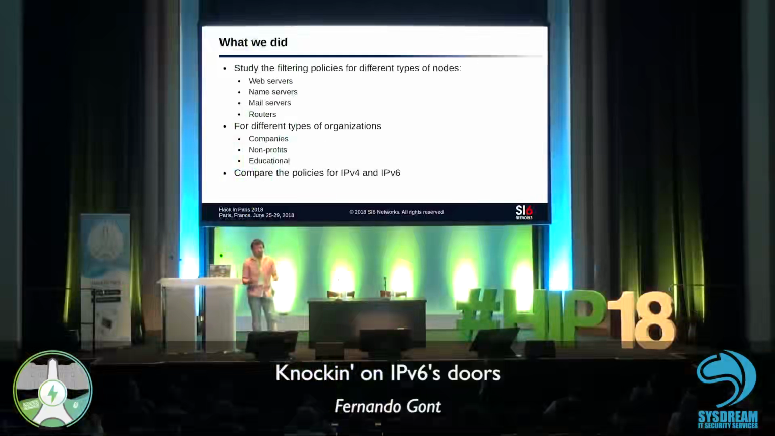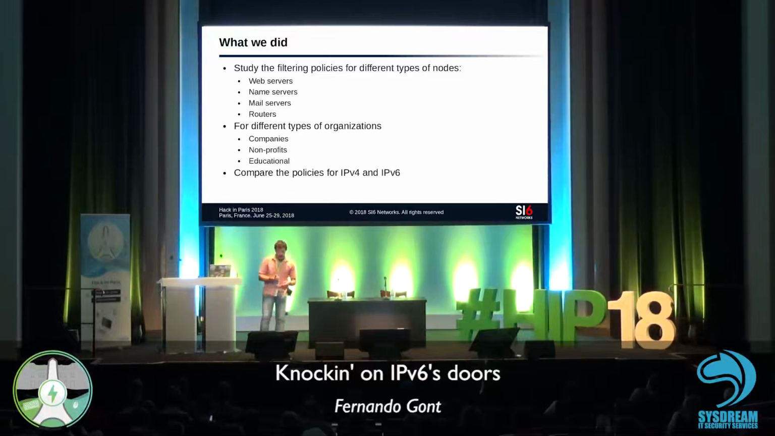So what we did essentially was to try to analyze the security policies for different kinds of nodes and different kinds of organizations. What do we mean by different kinds of nodes? For example, you might have web servers or boxes whose primary reason is to host websites. We also took a look at name servers, at mail servers, and also at routers. And if you wonder why we made a distinction between web servers, name servers, and mail servers, well, if you analyze other configuration aspects, you do find differences already.